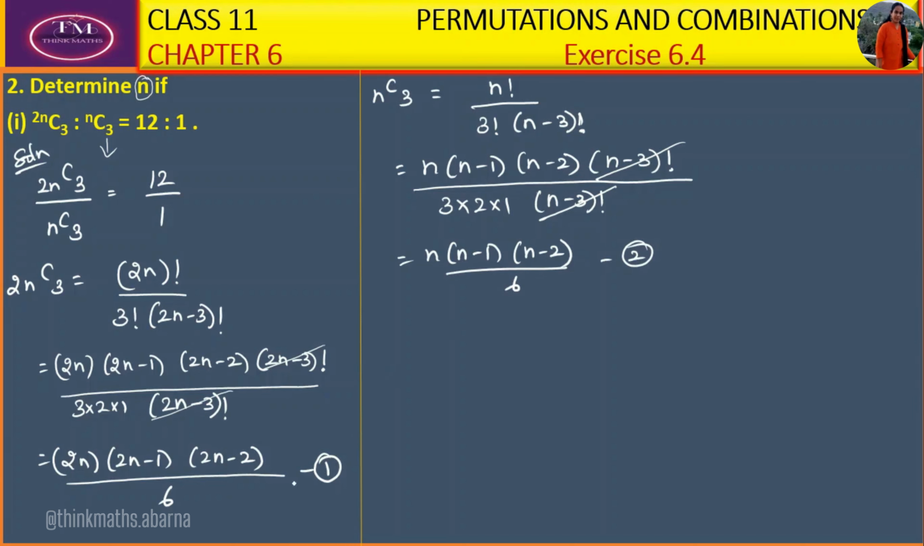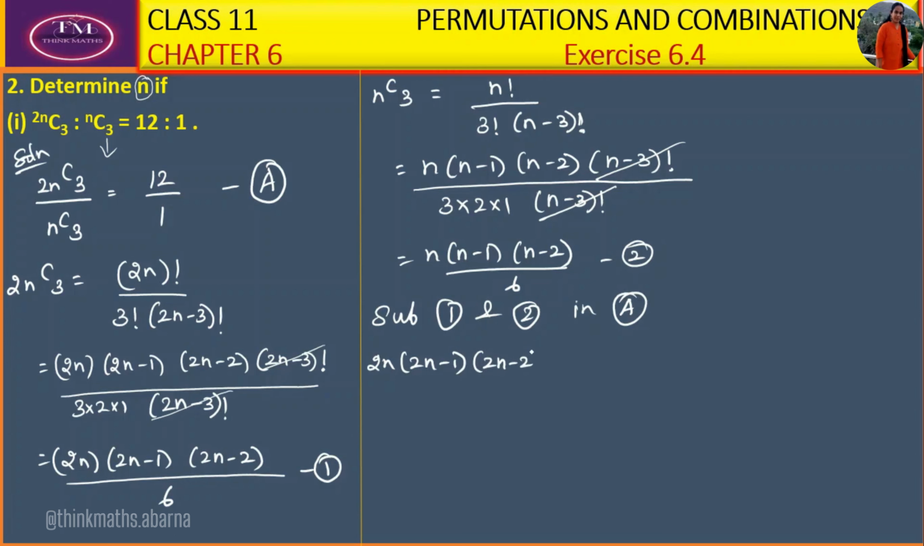So we are going to substitute 1 and 2 in this part A. Instead of 2nC3, you can substitute 2n into (2n minus 1) into (2n minus 2) divided by 6, divided by nC3, which is n into (n minus 1) into (n minus 2) divided by 6, equal to 12 by 1.